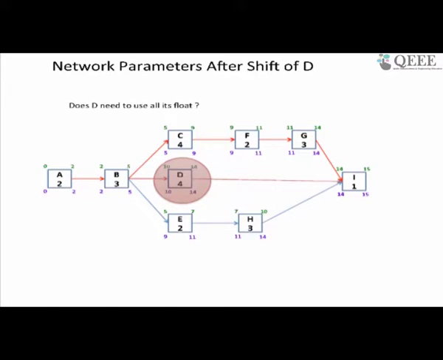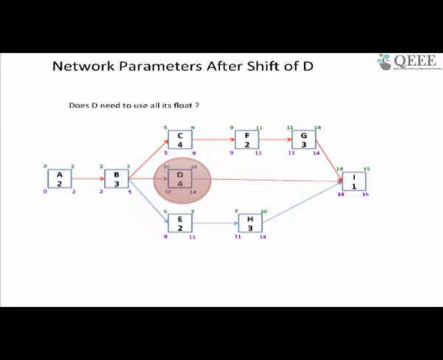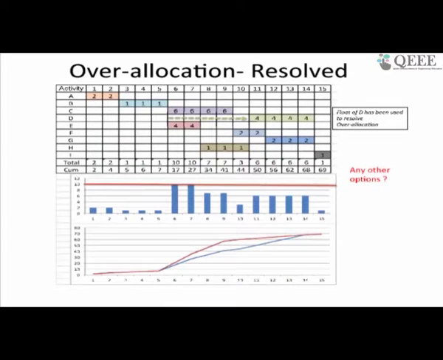Another issue: we have moved D now to the late start, right? We have moved it all the way to the late start. And in moving D all the way to the late start, we have made D also critical. Do we need to move D all the way to the late start? That is another question we should think about. So there are 2-3 questions. One is, other than moving D, is there any other activity I can move? We'll discuss that later if there is an answer to it.